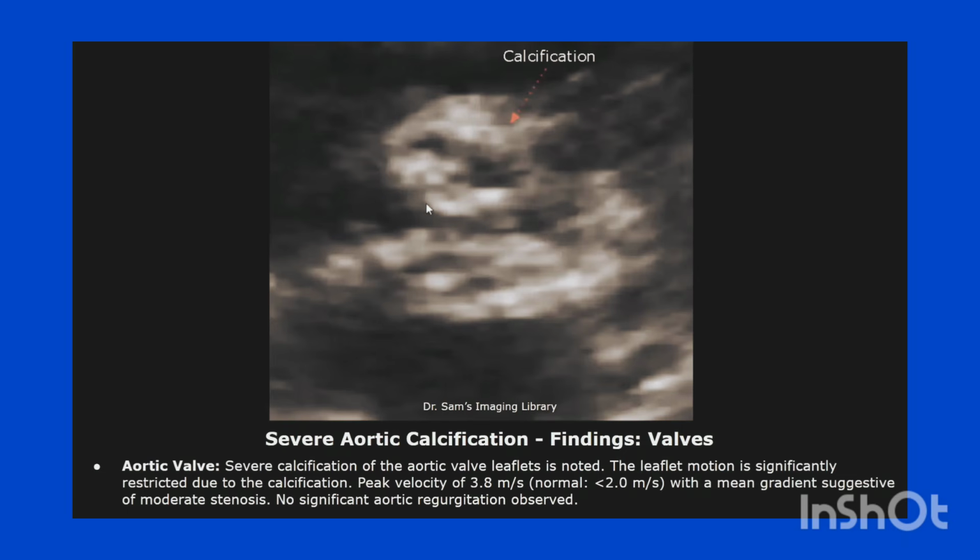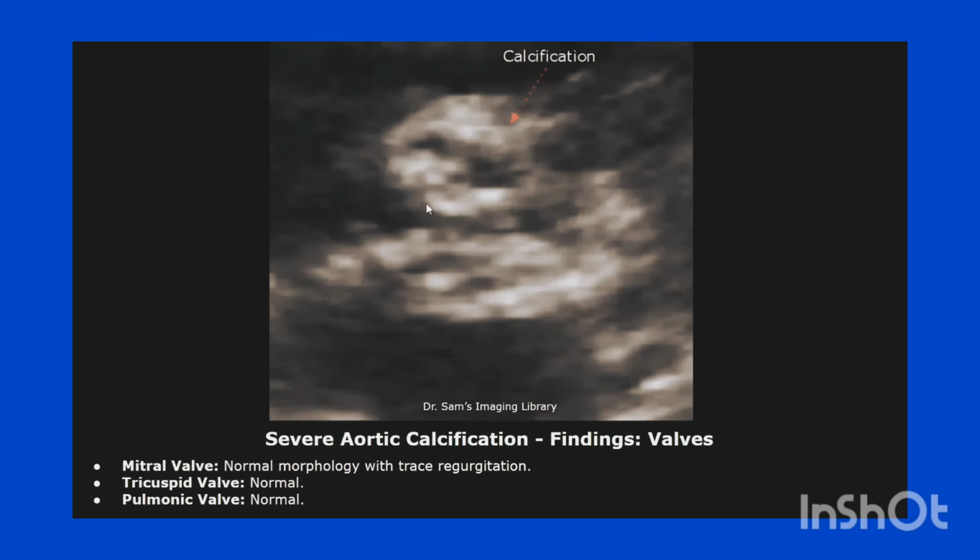Peak velocity of 3.8 meters per second with a mean gradient suggestive of moderate stenosis. No significant aortic regurgitation observed. The mitral valve has trace regurgitation. The tricuspid and pulmonic valves are normal.